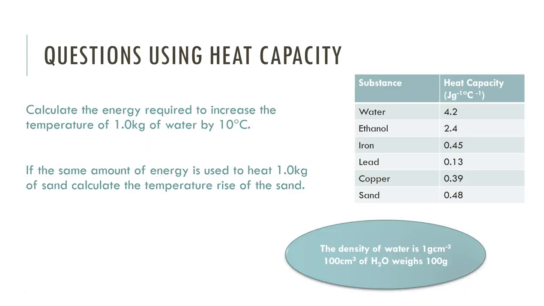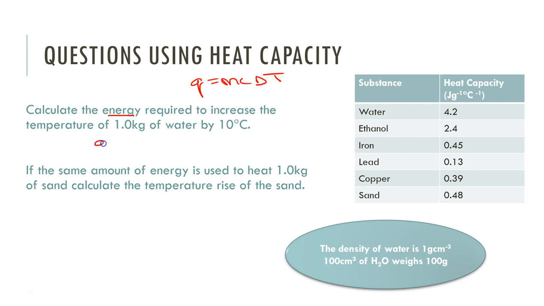So let's have a look at a couple of questions. If we want to calculate the energy required to increase the temperature of 1 kilogram of water by 10 degrees C, and the same amount of energy is used to heat 1 kilogram of sand, calculate the temperature rise. So first things first, we need to calculate the energy. So we're using q equals mc delta T.